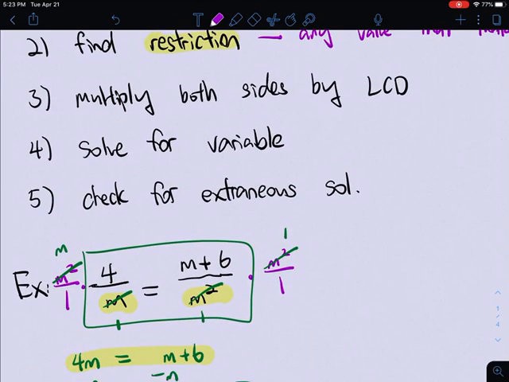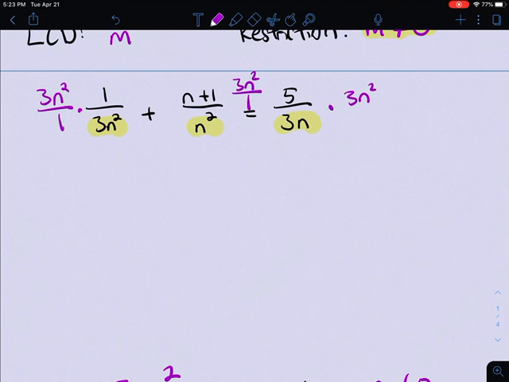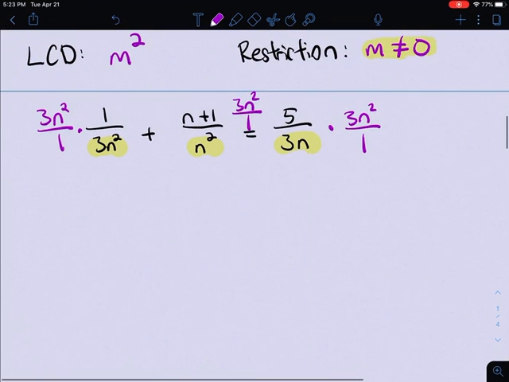Step 3, multiply by the LCD. So the LCD is 3n squared. Make sure you multiply everything by the LCD. Here we have 3 terms, so we have to multiply all of these by 3n squared. And once again, you'll see that there are going to be some nice cancellations. For example, over here, these will cancel out because they're the same. We can divide by 3n squared.